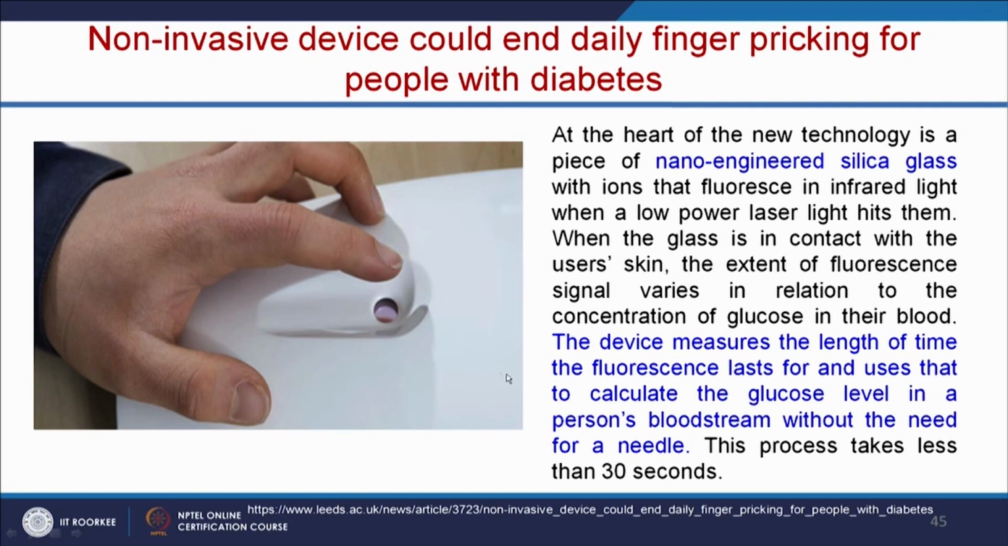So, to overcome these invasive techniques, scientists from Leeds University have developed a non-invasive device. Okay. That could end your daily fingerprinting for people with diabetes, and they have used nano engineered silica glass with ions that fluoresce in infrared light when a low power laser hits them. When the glass is in contact with the user's skin, the extent of fluorescent signals varies in relation to the concentration of glucose in their blood. Here the device measures the length of time the fluorescence lasts and uses that to calculate the glucose level in a person's bloodstream without the need for a needle, and this process takes less than 30 seconds. So, instead of pricking your finger, it is similar to your biometric device, you just keep your finger on that device, and within 30 seconds it will estimate the blood glucose.